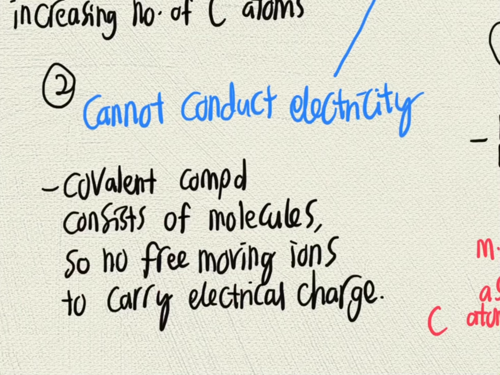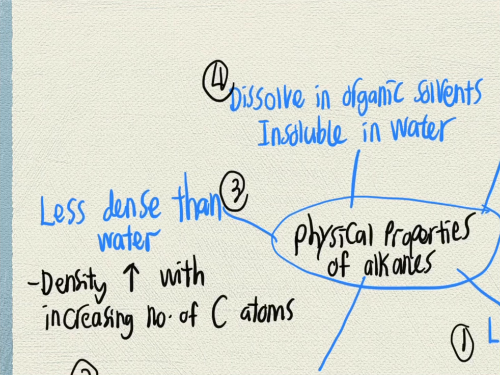Next, alkanes cannot conduct electricity because alkane, as a covalent compound that consists of molecules, has no freely moving ions to carry electrical charges. Alkane is also less dense than water, which means alkane will float on top of water. But the density of alkane increases with increasing number of carbon atoms. And last, alkane can dissolve in organic solvents based on the like dissolves like principle, and so alkane is insoluble in water.